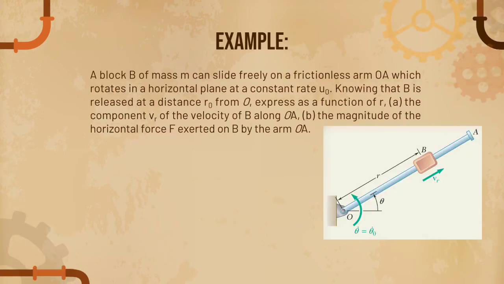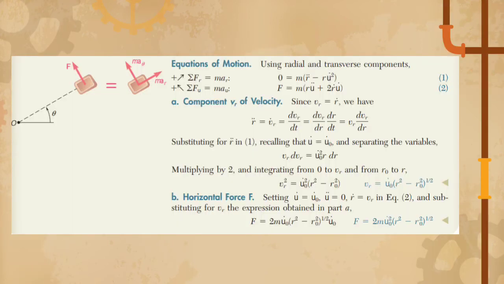Example: a block B of mass m can slide freely on a frictionless arm OA which rotates in a horizontal plane at a constant rate mu. Knowing that B is released at a distance r sub 0 from O, express as a function of r: a, the component v sub r of the velocity of B along OA; b, the magnitude of the horizontal force F exerted on B by the arm OA.